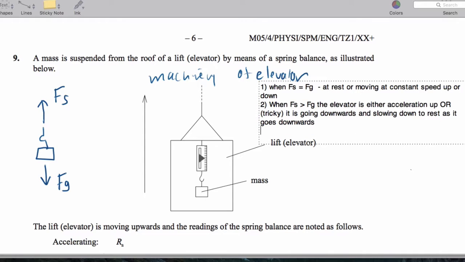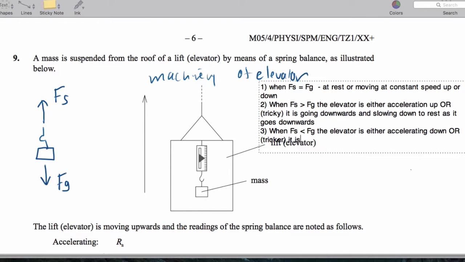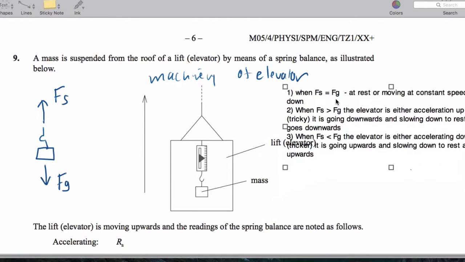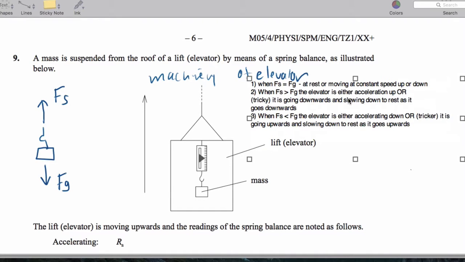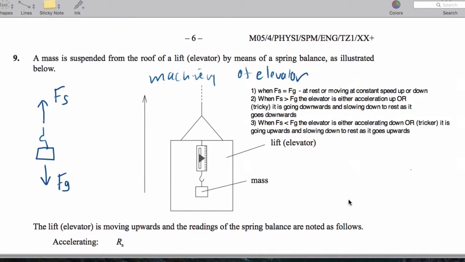And then the last situation, when Fs, the spring force, is less than Fg, the elevator is either accelerating down or, this is trickier, it is going upwards and slowing down to rest as it goes upwards. Those are the situations that we are dealing with in these elevator problems. Okay, that's the key.